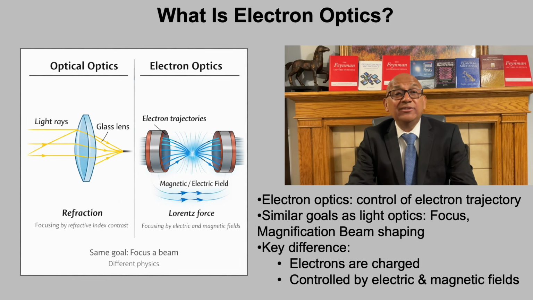The fundamental difference is that electrons carry electric charges. Because of this, electrons do not need glass lenses to change their paths. Instead, their trajectories can be manipulated directly using electric and magnetic fields. By designing appropriate field configurations, we can bend, focus, and shape electron beams with great precision. In the rest of this lecture, we will see how these fields are generated and how they function as electron lenses, forming the basis of beam control in scanning electron microscopes.